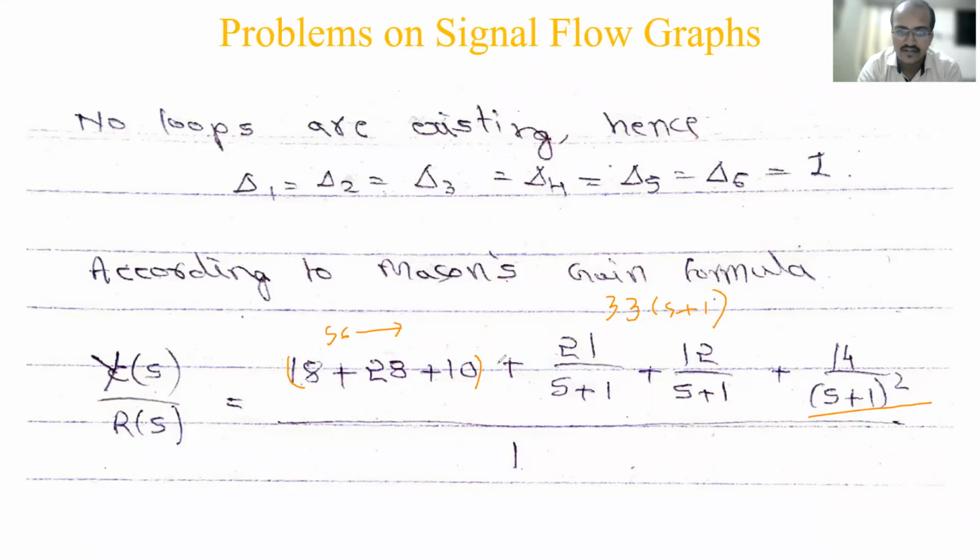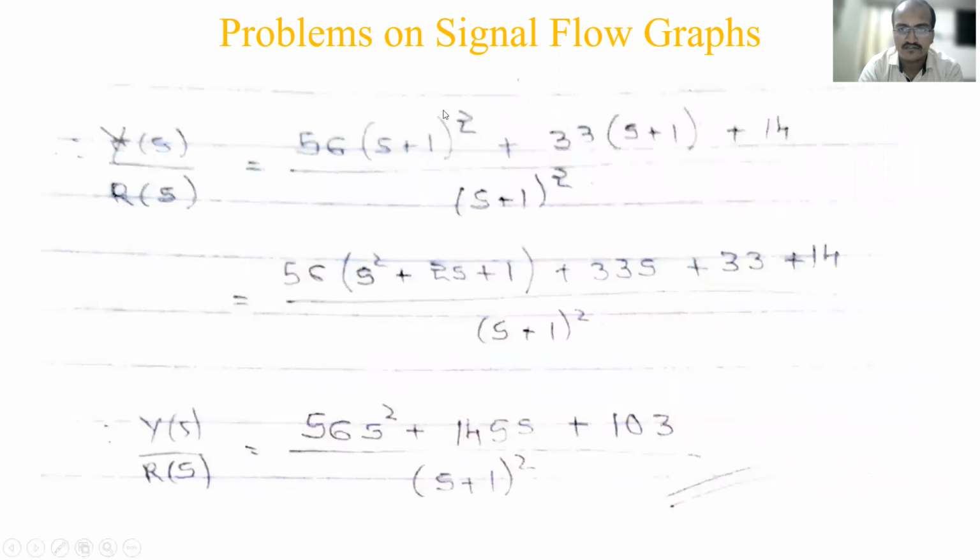Then we will expand that, 56 into s plus 1 square. That's the step I am writing next: 56 s plus 1 square plus 33 s plus 1 plus 14 by s plus 1 square. Now we'll expand the numerator part. S plus 1 square means what? S square plus 2s plus 1, a plus b whole square. Then 33s plus 33 and plus 14.